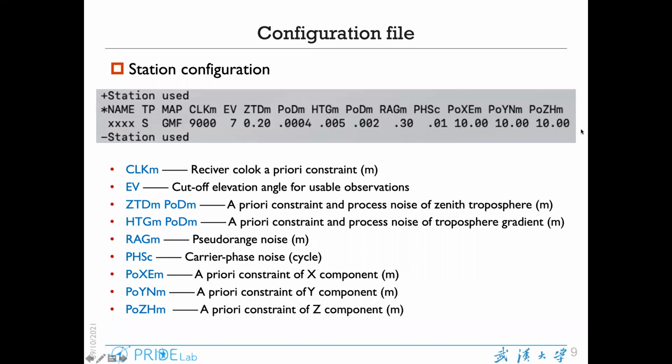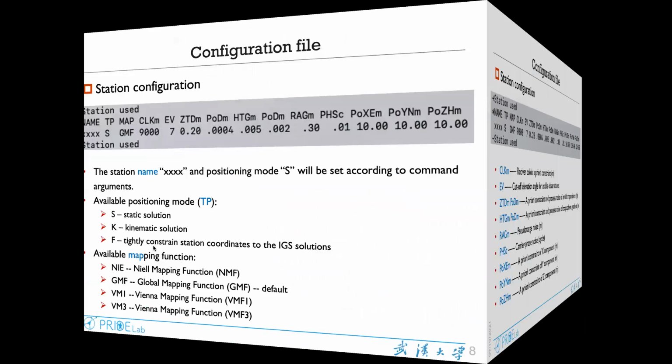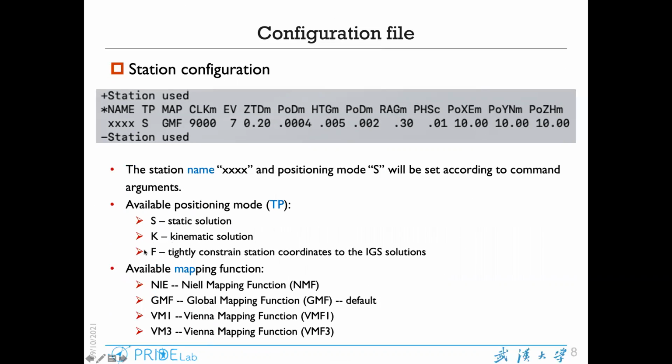And then finally, we have three numbers here. These are a priori constraint for the coordinates for the X component, Y component, and Z component. So the default value are 10 meters. If you wanted to use the IGS solutions to constrain your coordinates, that uncertainty will be read from the IGS SINEX file, instead of these three numbers. So these three numbers will not be used in the F mode. In the F mode, the a priori constraint for the coordinates will be read from the IGS weekly solutions.